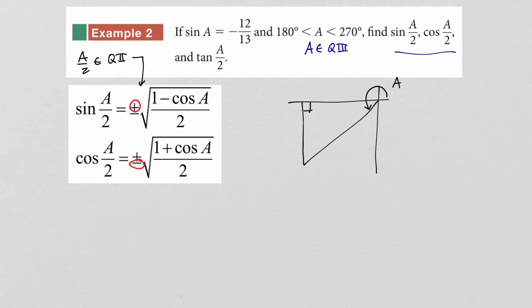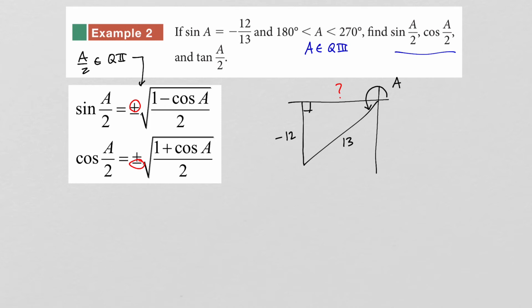And what we know about this angle A is sine of A is negative 12 over 13. But we know that sine is opposite over hypotenuse, so the opposite side will be negative 12. The hypotenuse will be 13. And we can find this missing side by using the Pythagorean theorem.